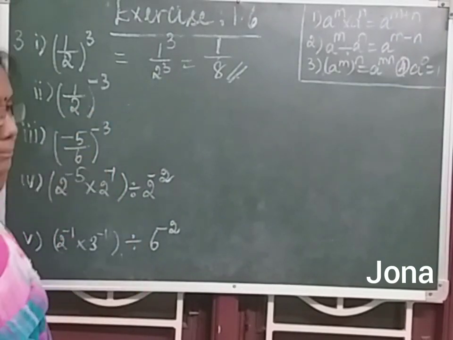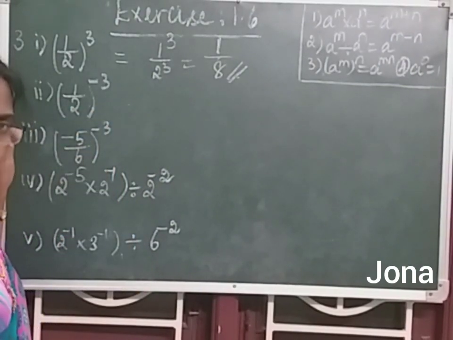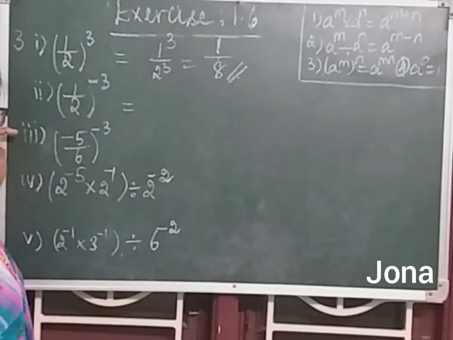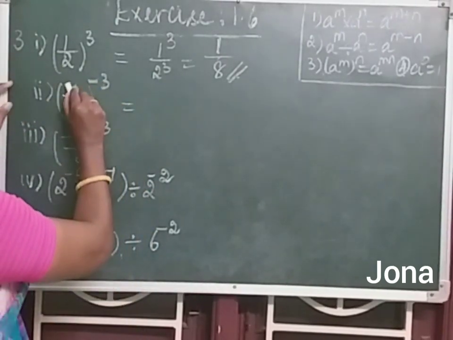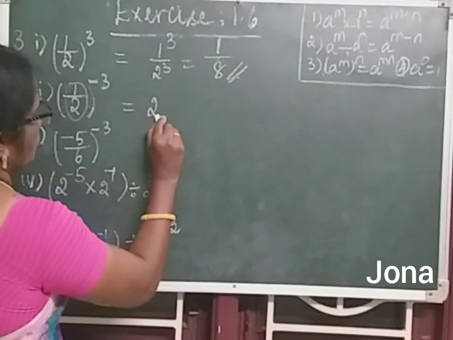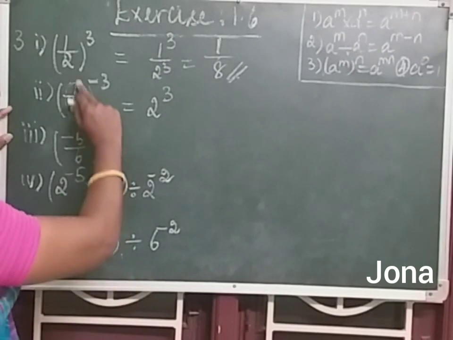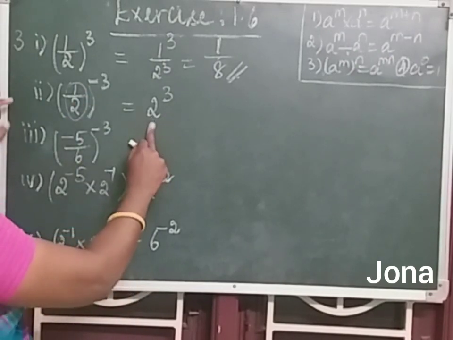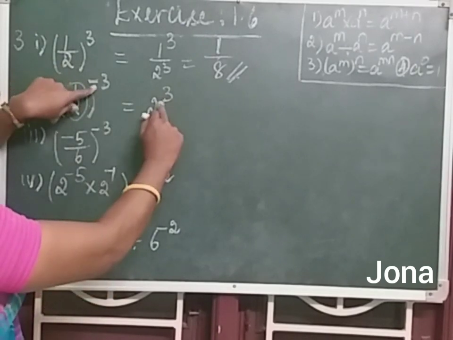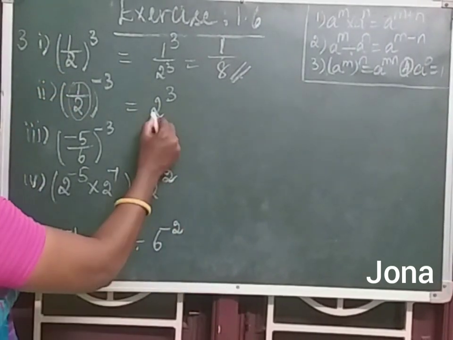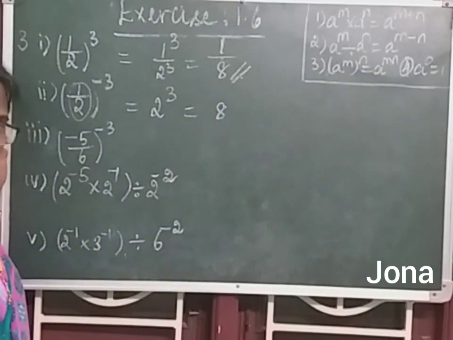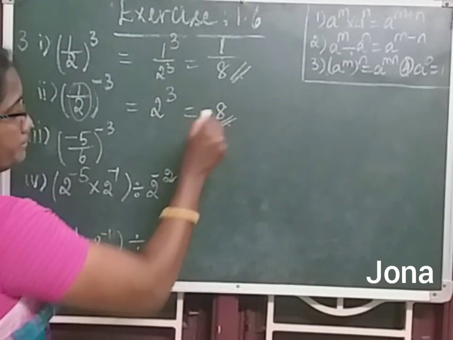Look at the second one. 1 by 2 whole power minus 3. Here this is minus 3, isn't it? So I can change this 1 by 2 as 2 power 3. When I change the fraction as 2, I have to change the symbol also here. So if it is minus, change to plus. So 2 cube, 2 cube equal to 2 into 2 into 2, that is 8.